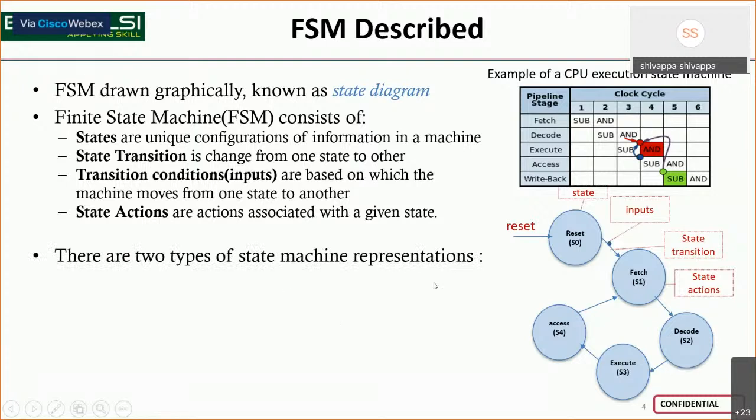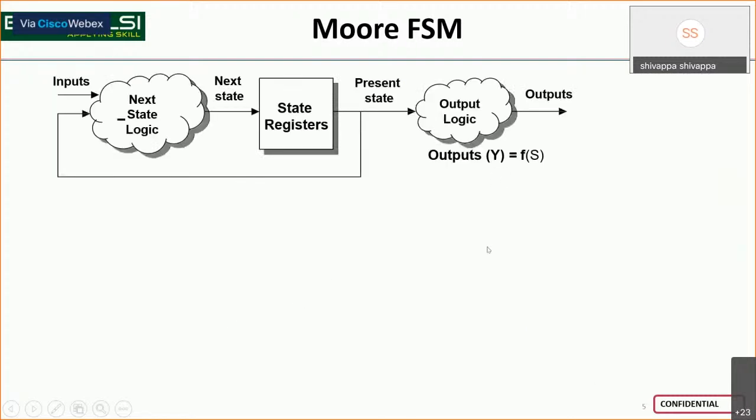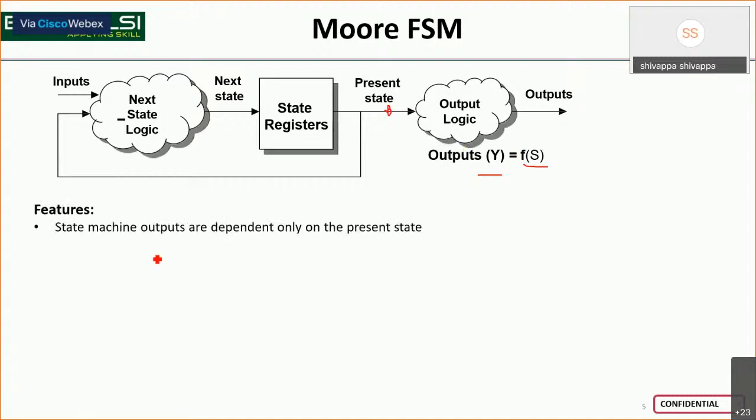There are two types of state machine representations, as you all know. One is the Moore state machine and the other is the Mealy state machine. The state machine is represented like this: inputs, next state logic, state registers, and here the output logic. Now output Y is a function of the present state. What it means is these outputs are dependent only on the present state. Output Y is a function of this state vector, the present state vector.